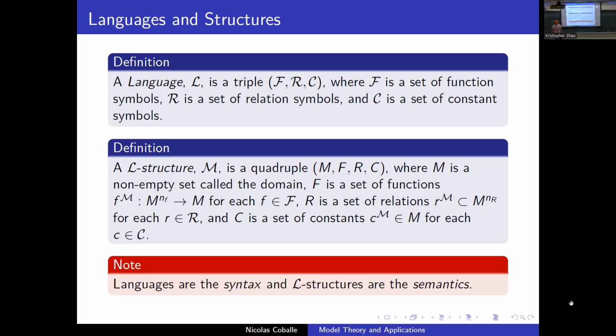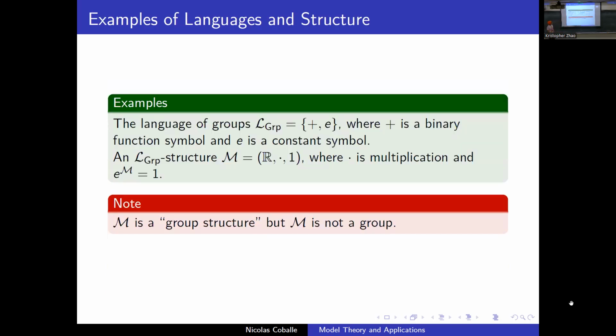Joel? Do you have a concrete example of languages and L-structures? Okay, so here's an example. We'll first take the language of groups, and we'll say it's the language with the binary function plus and a constant symbol E, which will represent the identity.